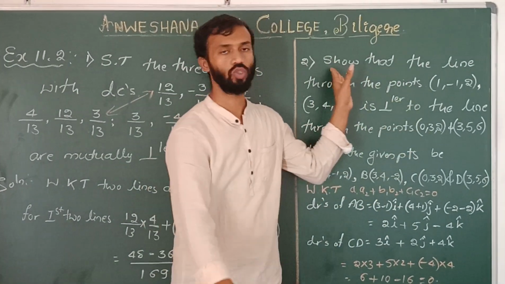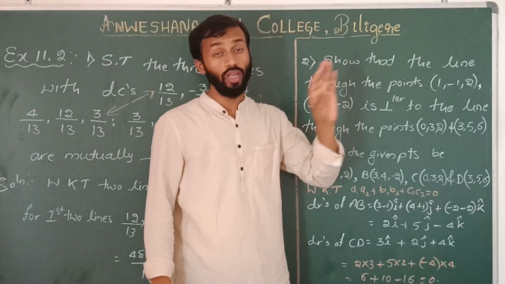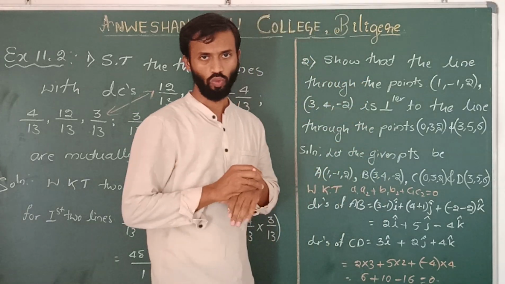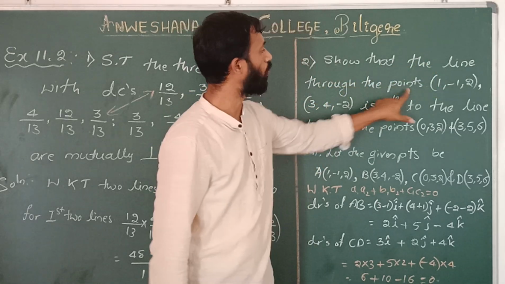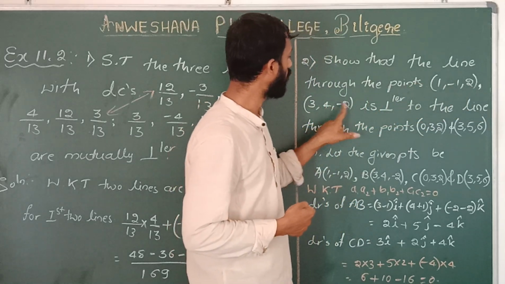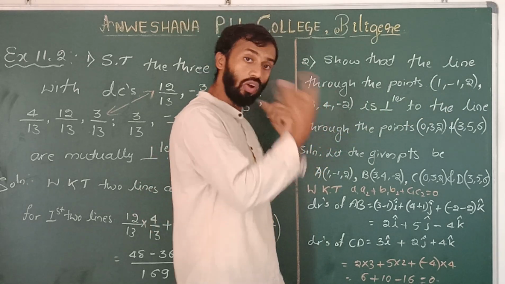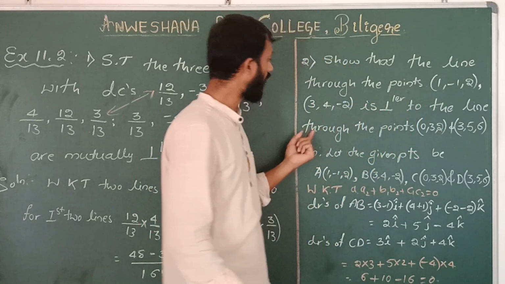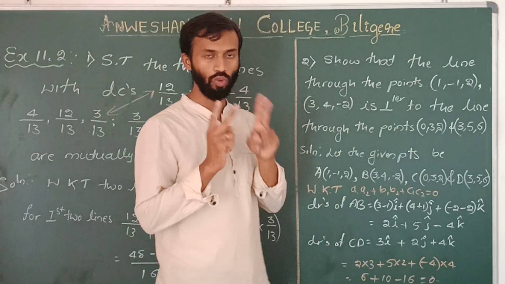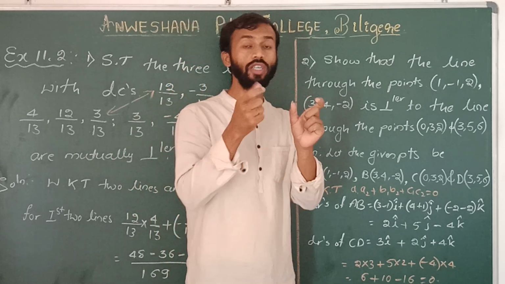So the next question is like this, students. See, in the first question, we had to show that the given three lines are perpendicular to each other, where the direction cosines were given. Let us check what is given in this one. Show that the line passing through the points 1, minus 1, 2 and 3, 4, minus 2 is perpendicular to another line which is passing through 0, 3, 2 and 3, 5, 6. Instead of direction cosines, here they have given two points of each line.